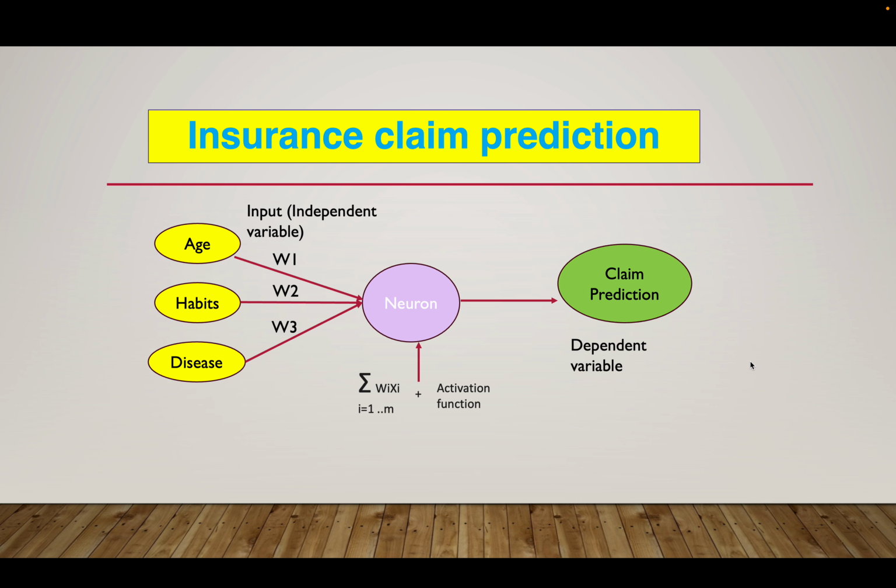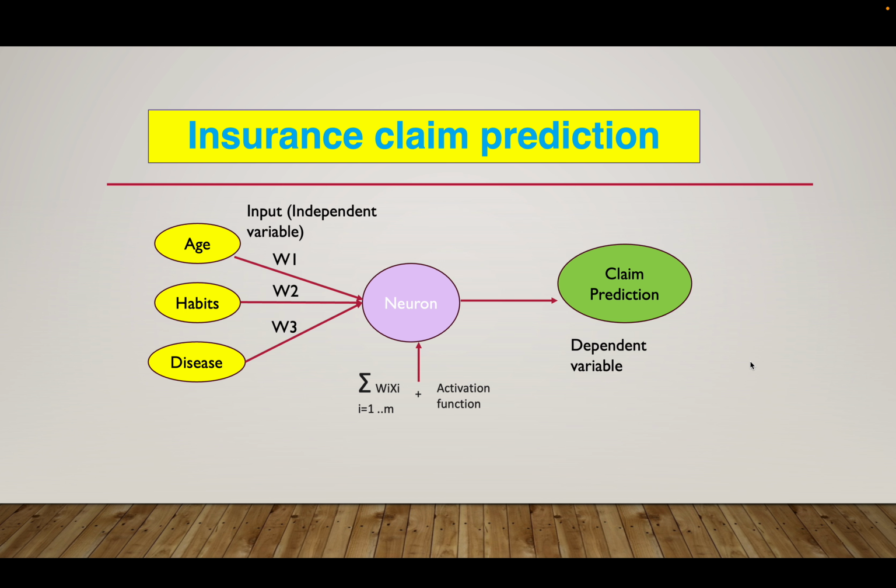Suppose we want to predict insurance claims. So we want to design a system which can predict which types of customers are kind of risky, who can claim the policies which they have taken. So we will design a system around that.